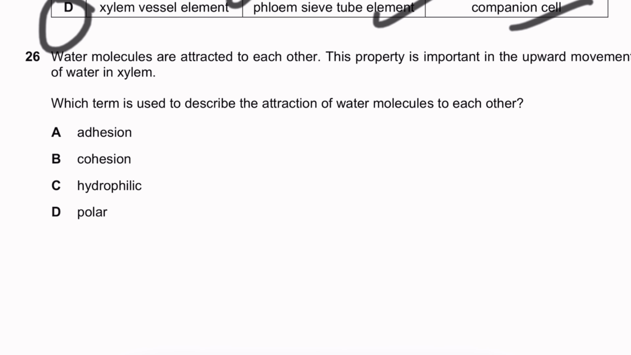Water molecules are attracted to each other. This property is important for the upward movement of water in the xylem. Which term is used to describe the attraction of water molecules to each other? Cohesion.